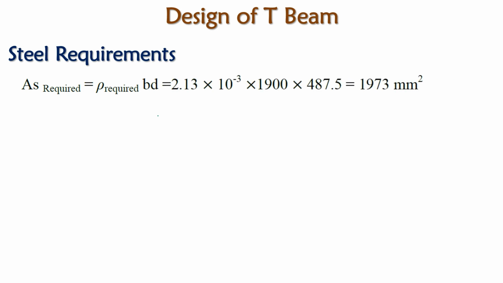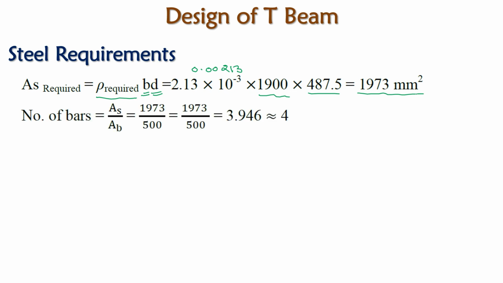That is the required ratio of steel times the breadth of the beam, the effective width of the flanges, times the effective depth. So it is 2.13 × 10^-3. You can write it as 0.00213 times 1900 times 487.5. So we need the total area of the steel to be used in the beam as 1973 millimeter square.